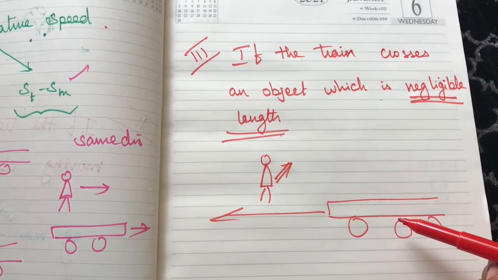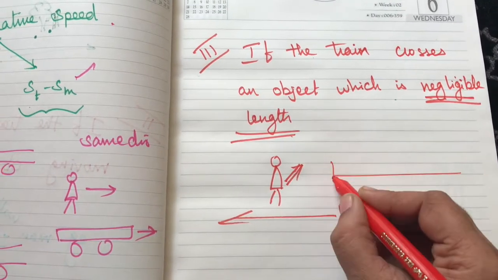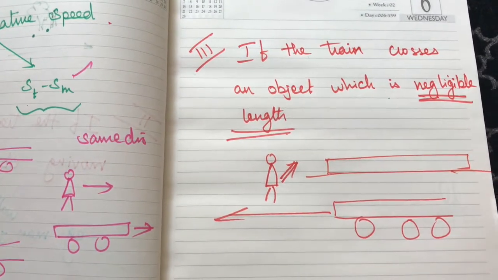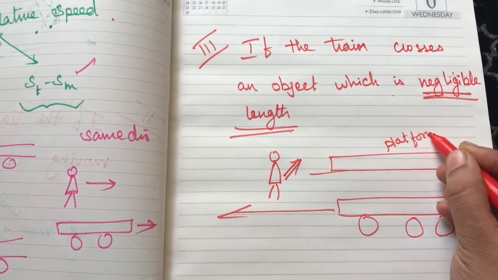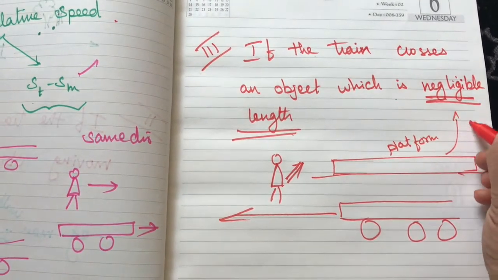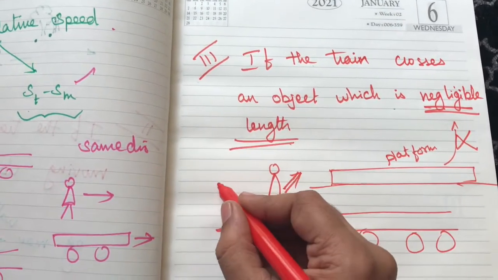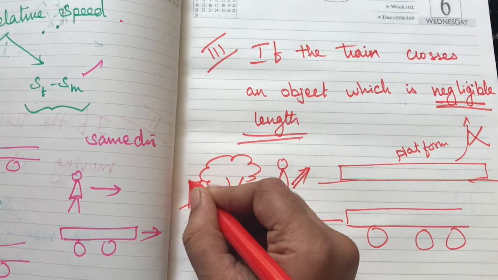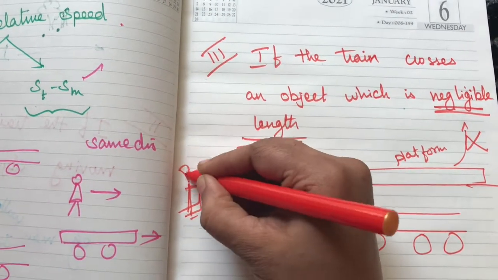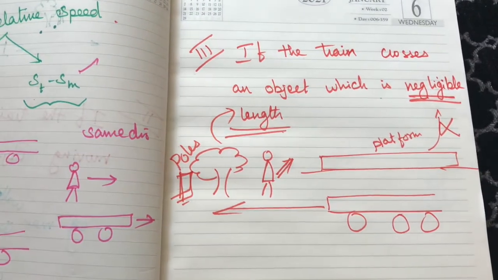But in case of a platform, it has some length, right? The platform has some length, so this won't come under negligible length. Only a man or a tree or a pole. Poles, right? These things will come under negligible length.